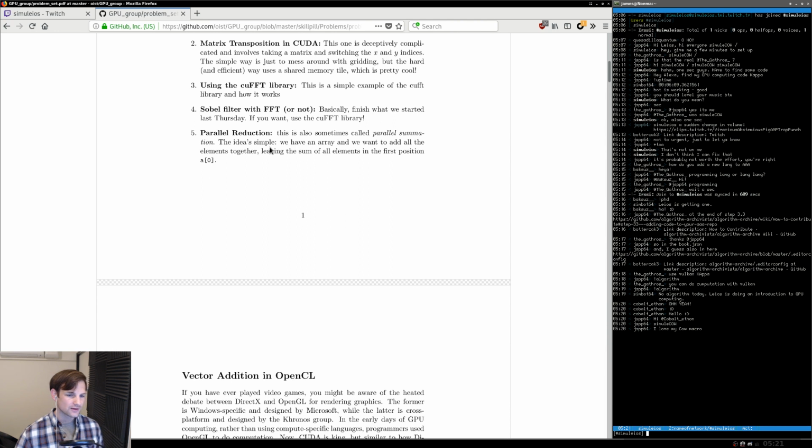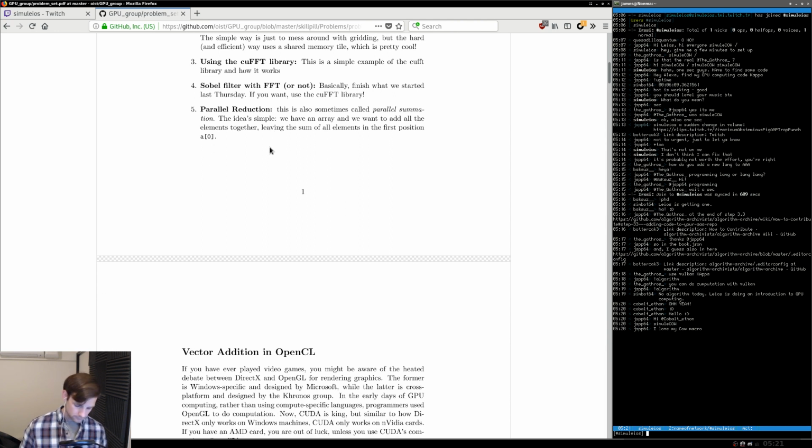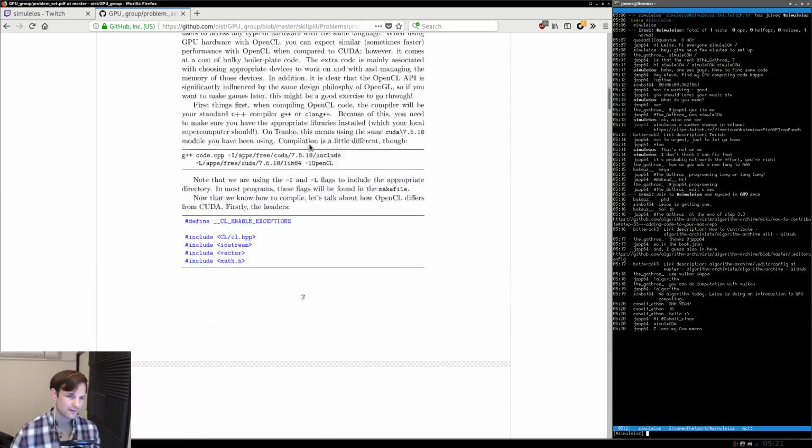And finally, parallel reduction, which is basically a method that allows you to do a parallel summation, like a summation of a vector in parallel, which is actually kind of crazy when you think about it, and we'll describe why that's crazy in a bit. So the problem set was actually really long. It took me a while to make.